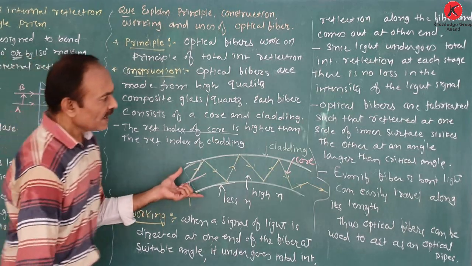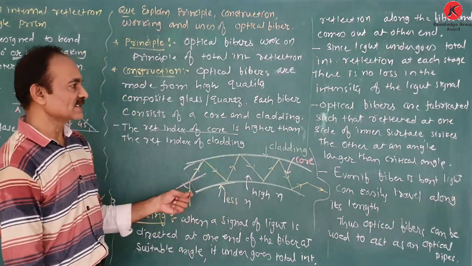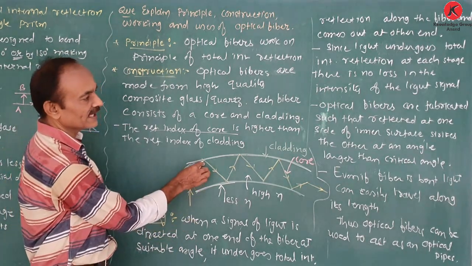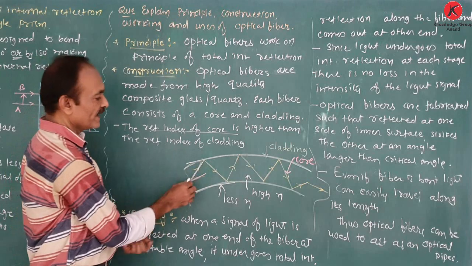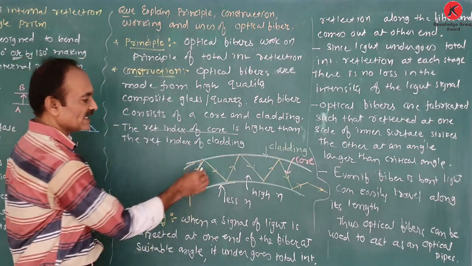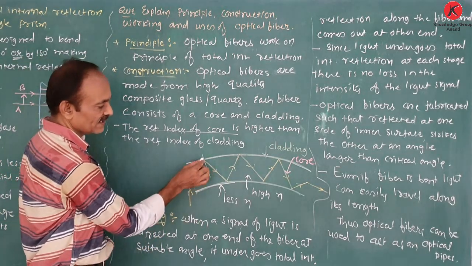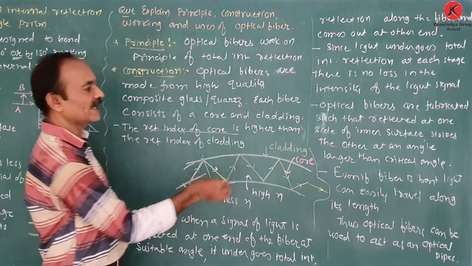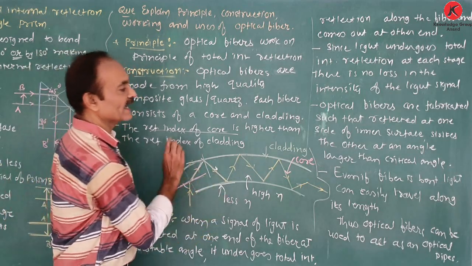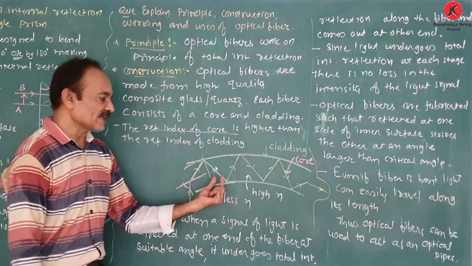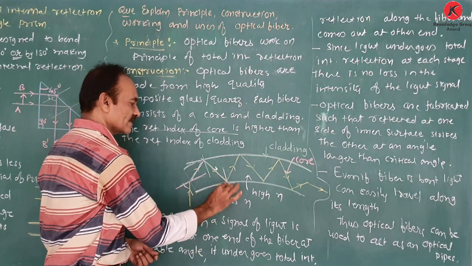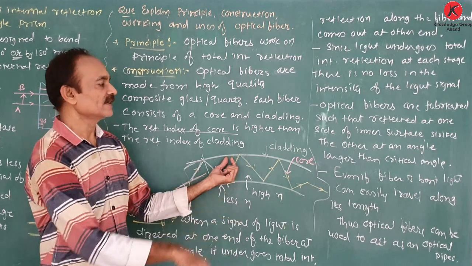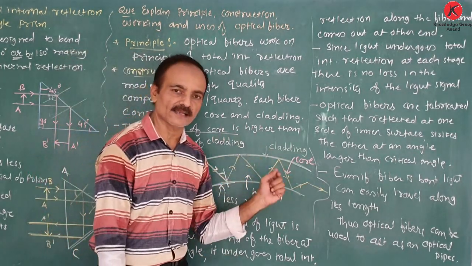Optical fibers are fabricated such that light is reflected at one side of the inner surface and then strikes the other surface at an angle that is larger than the critical angle. Therefore, at each reflection, it undergoes total internal reflection.